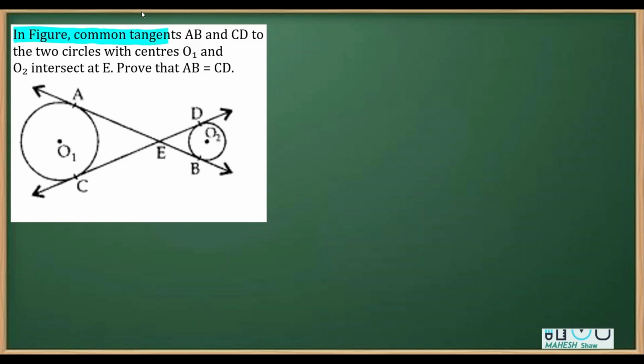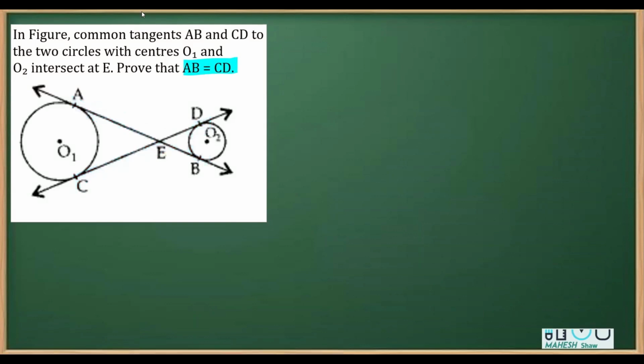So you can see in the figure common tangent AB and CD. So AB is a common tangent. By that it means to say that it is a tangent to this circle as well as to this circle. And similarly, we are given another tangent, and this is CD here, and it is a common tangent to both. Now, what we need to prove here is that AB is equal to CD. This whole length AB is equal to CD.